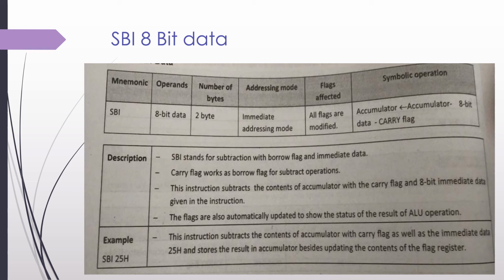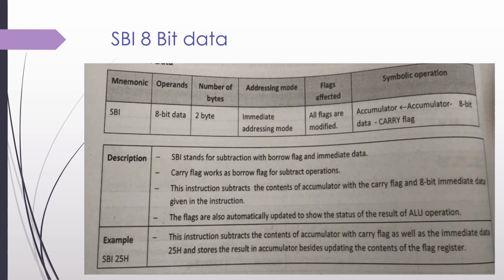Okay, the next instruction, and the last instruction of this subtraction part of the arithmetic group, is SBI 8-bit data. Now, what do you mean by SBI 8-bit data? Accumulator minus 8-bit data minus carry. It is a 2-byte instruction. Immediate data is there as an operand, that's why it is immediate addressing mode. And all flags may be affected. You can give an example, anything like SBI 25H. Consider the contents of the accumulator, consider the contents of carry, and then see what the subtraction result is.